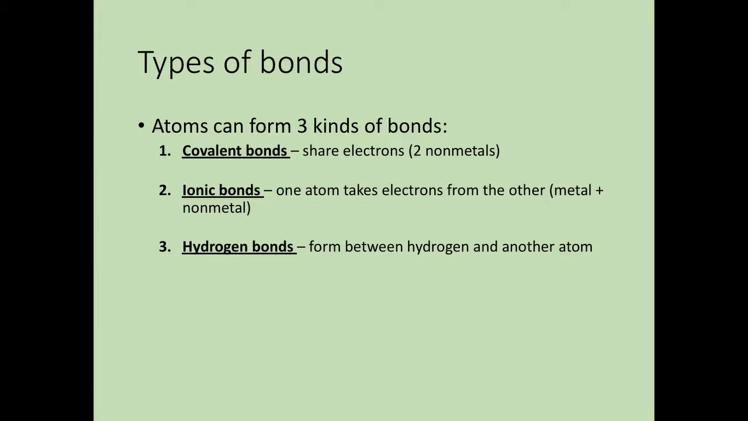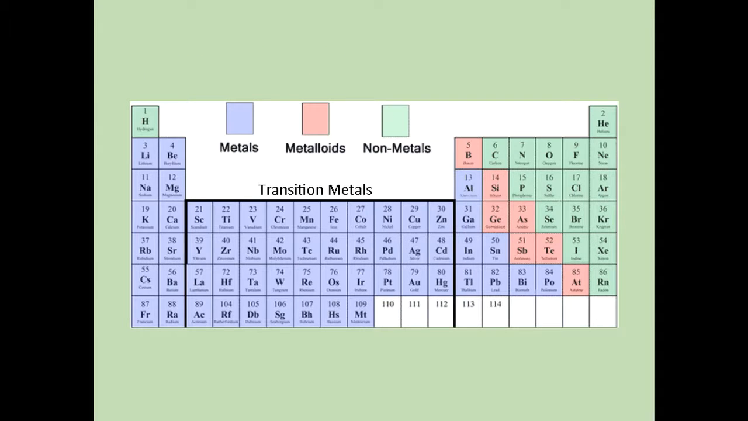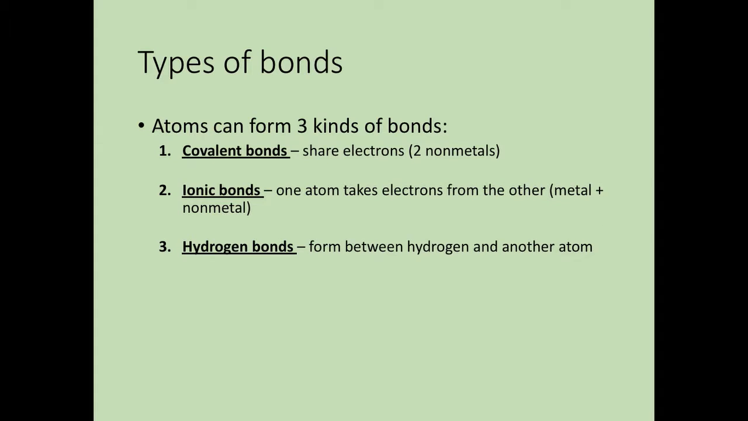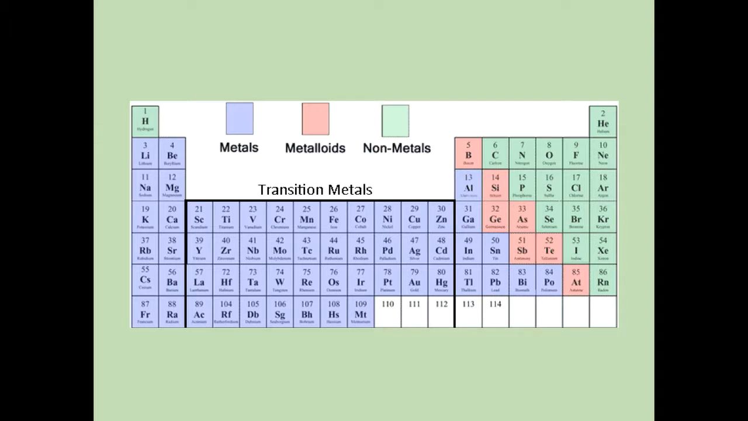I'm going to flip forward, but I'll come right back. When you have a covalent bond, that is 2 nonmetals, which are all the green ones here. Whenever 2 or more of those green ones come together, that'll get you a covalent bond. An ionic bond, instead of sharing electrons, one atom takes the electrons from the other. It's usually a metal and a nonmetal. I'm flipping forward again. All the blue ones are metals, and the green ones are the nonmetals.